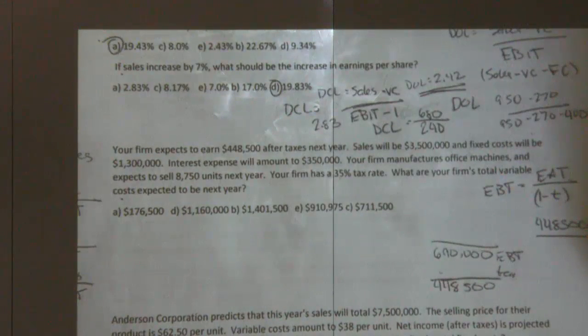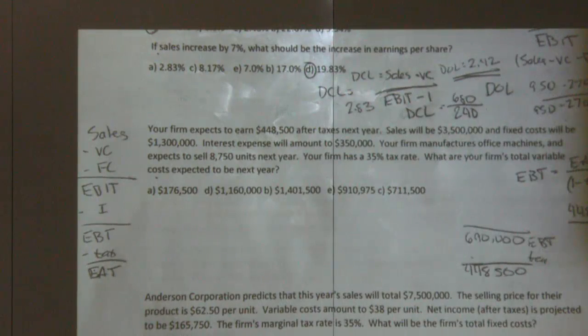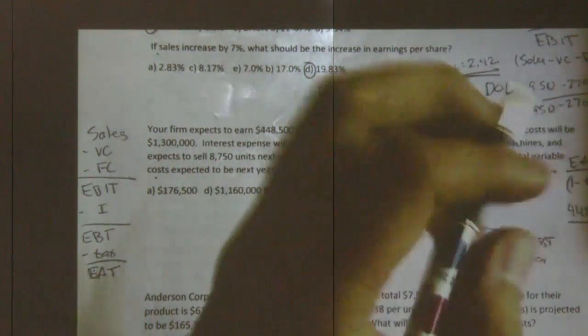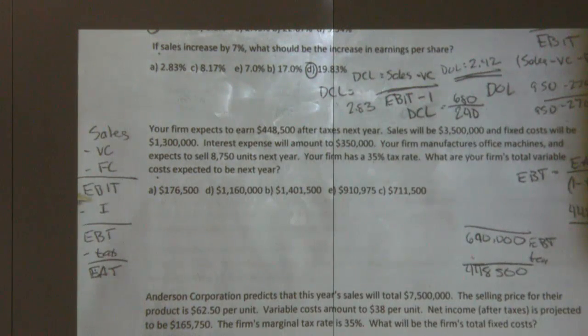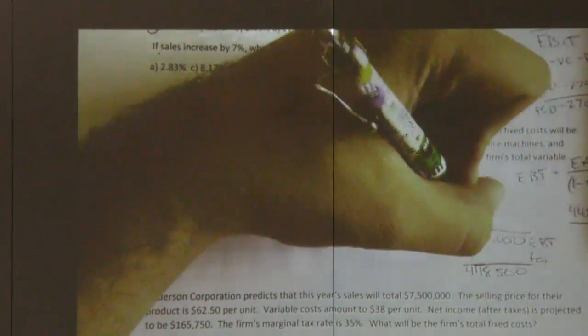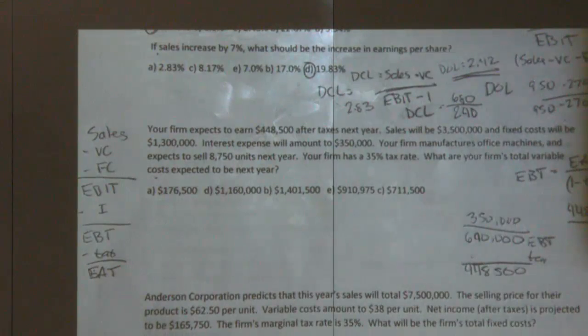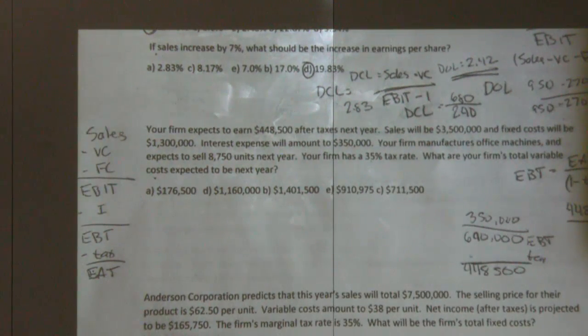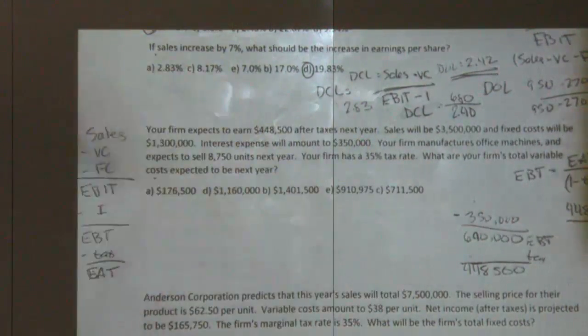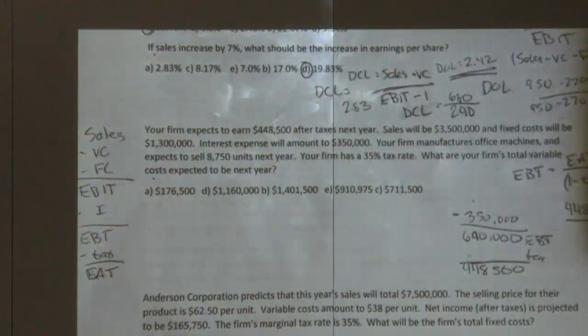I'm just trying to mirror this so you guys can see. So we know our EBT is 690. We need to still work upwards. Here we have minus interest, and we know our interest is 350. So we need to find our earnings before interest and taxes. If some number minus 350 gives us 690, then we can find that number by adding these two numbers together.